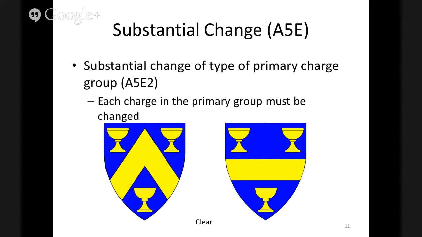Next one. Each charge in the primary group must be changed. What's the primary charge in the one on the left? Chevron. Okay, what's the charge in the one on the right? The Fess. They're two different charges. We're done. The colors, the cups, don't matter. We've changed the primary charge group. Just remember, it's got to be the primary charge group.